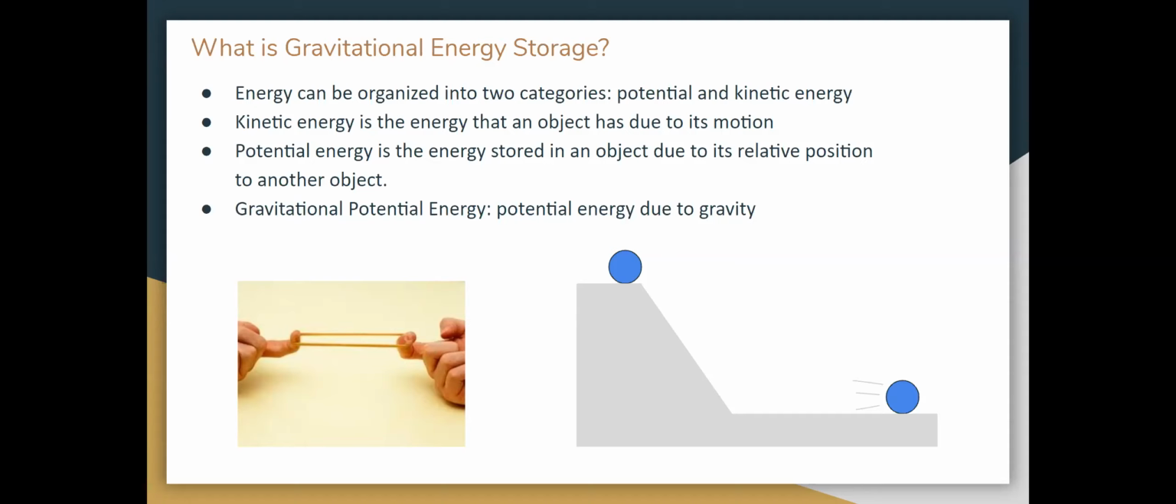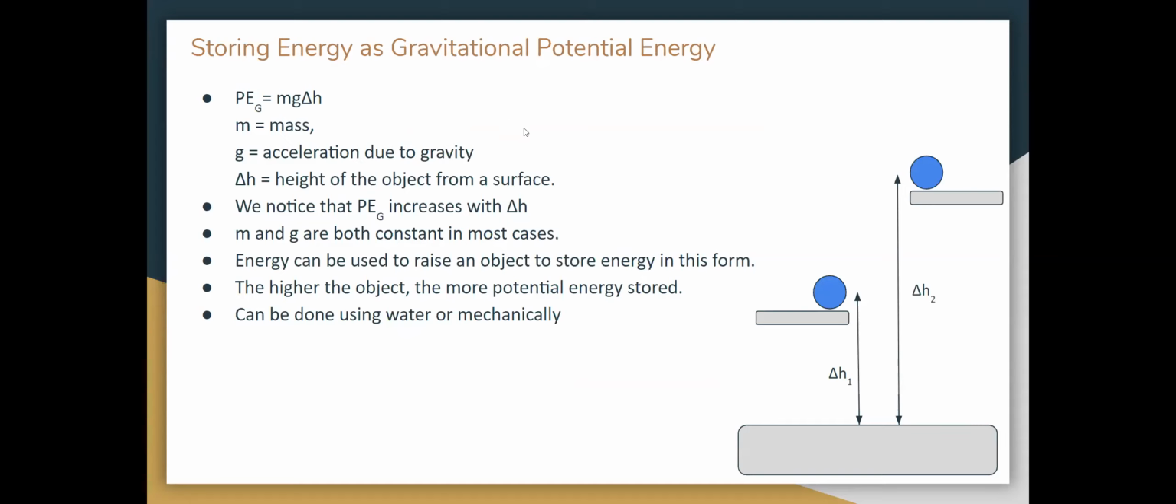And we learned from Newton that an object will keep its kinetic or potential energy if no other forces are acting upon it. This is the basis for energy storage. In storing energy as gravitational potential energy, some of you may remember from physics class that gravitational potential energy in an object can be found using the equation mg delta h, where m is the mass of the object, g is acceleration due to gravity, and delta h is the relative height of the object from a specified surface.